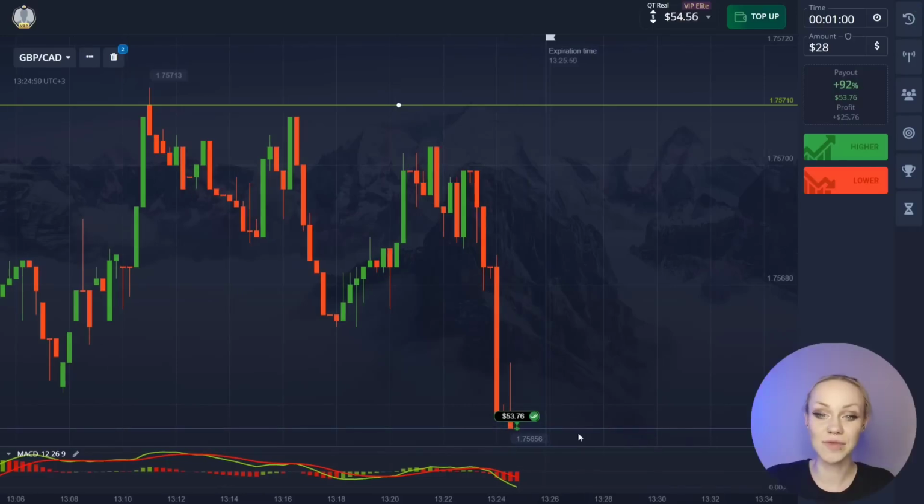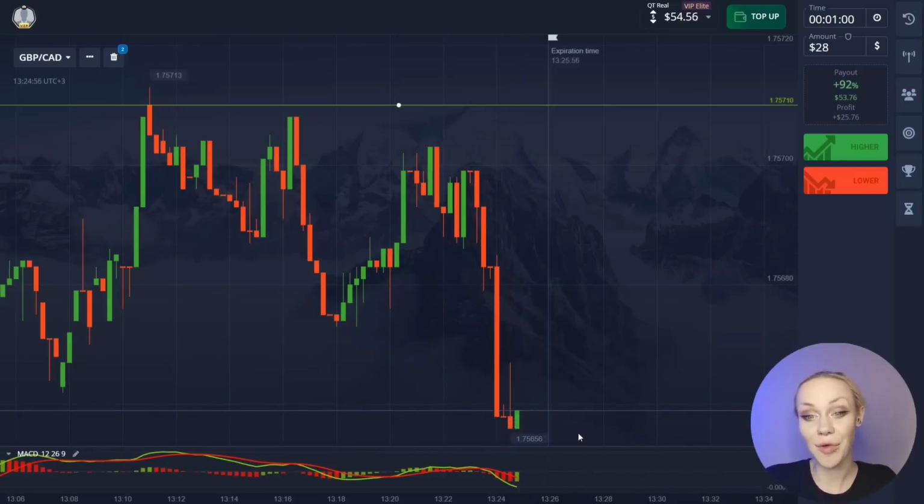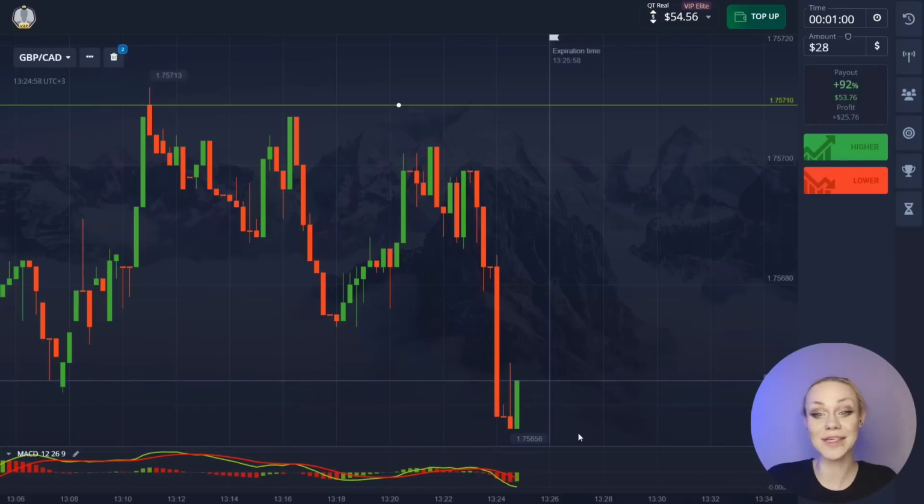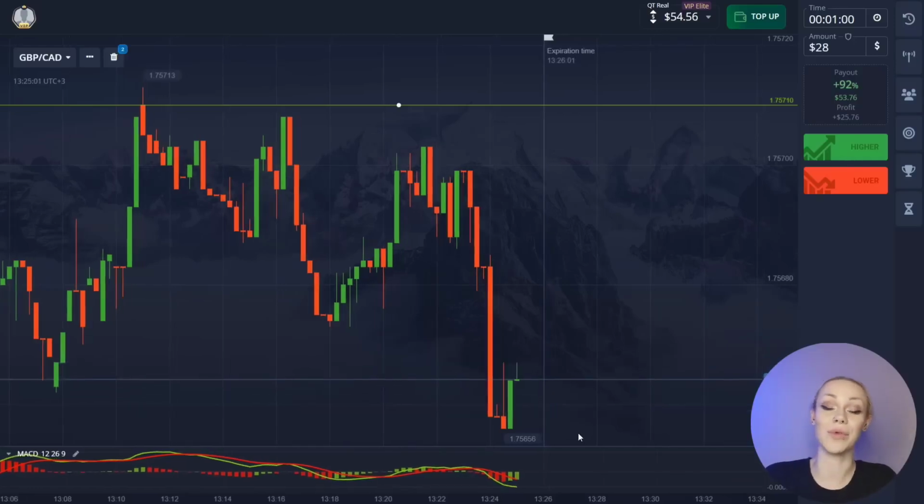The price continued to move down and here we make a profit. Thus, the indicator gives us a good entry point and helped us make money. So let's continue and look at some more working cases.